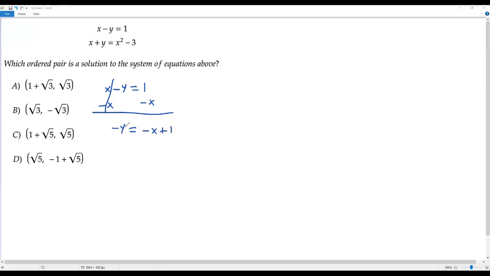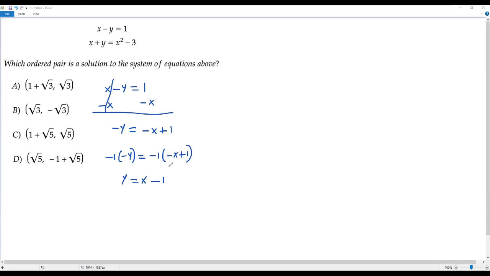Okay, I need y, but here we have negative y. So better we can multiply both sides of the equation by negative 1. So negative 1 times negative y on the left side and negative 1 times negative x plus 1 on the right side. So negative 1 times negative y will become positive y. And when I distribute this negative 1 to this x and positive 1, I get y equals x minus 1. Okay, in the first equation, I have solved for y in terms of x.